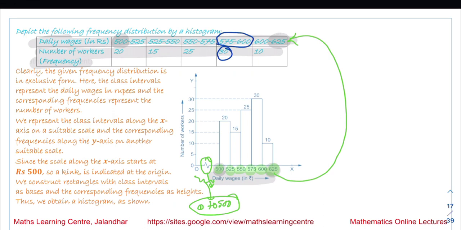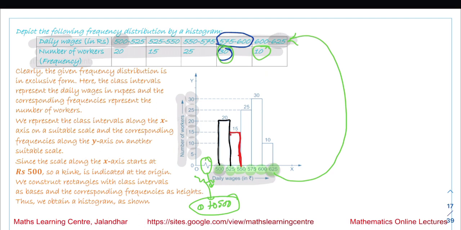The minimum value we have is 10 and the maximum value is 30, so we have marked them at a distance of 5 units: 5, 10, 15, 20, 25 and 30. These are the number of workers. Between 500 and 525 there are 20 workers, so we have drawn this box. Between 525 and 550 there are 15 workers, so we have drawn this box.